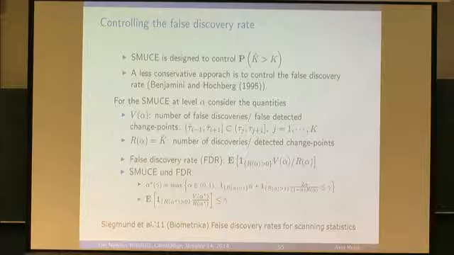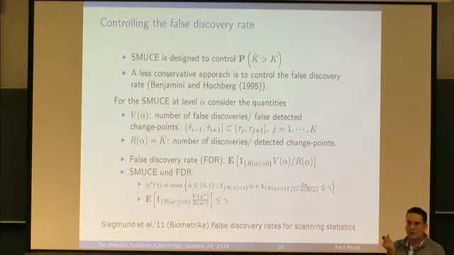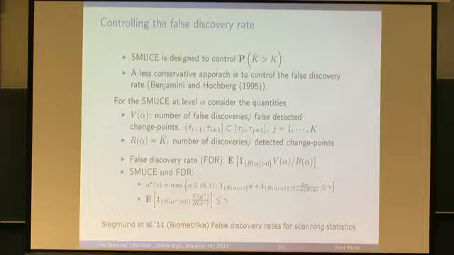What we can do is actually modify our method. That means essentially just choose the parameter q in such a way that we can control that false detection rate. So that means we really can control the expectation of the relative number of false jumps. This is, of course, a relaxation of this very strong family-wise error, but in particular in situations where you have a lot of jumps, this seems to be very useful.